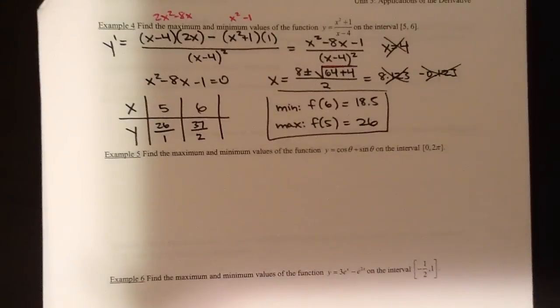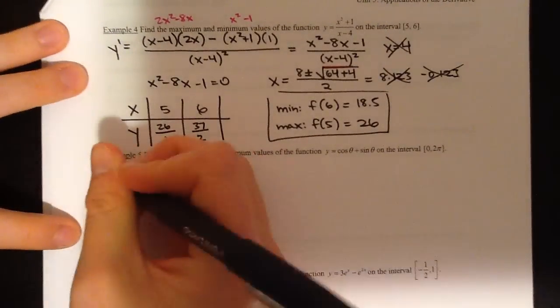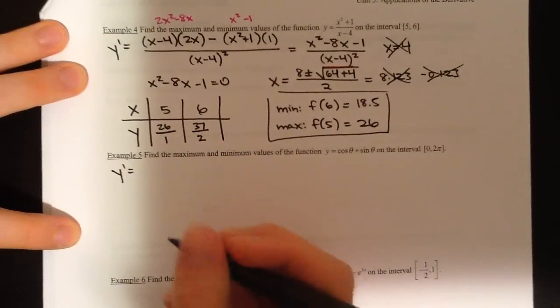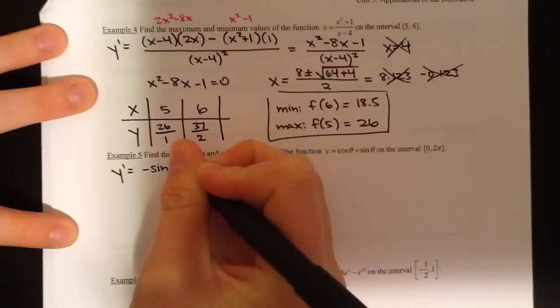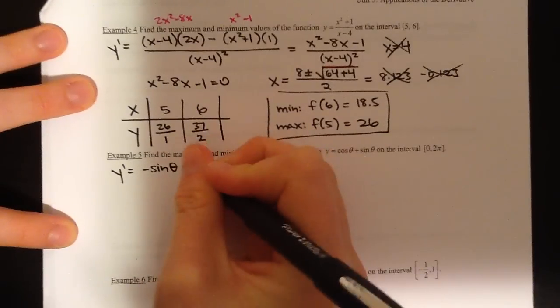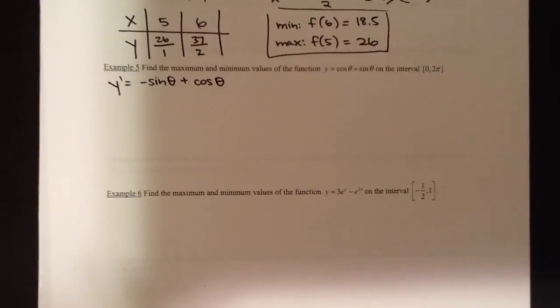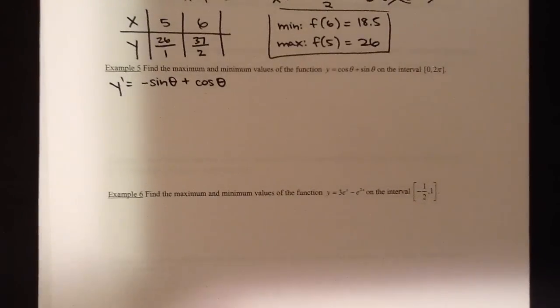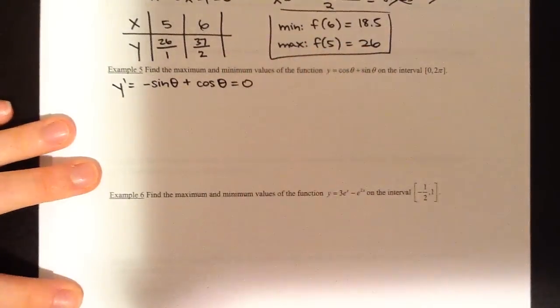Okay, let's look at another one here. Maximum and minimum values. Step one, find the critical points. So you find the critical points by taking the derivative. So the derivative of cosine is negative sine, and then plus the derivative of sine is cosine. So first we want to find out when that derivative is undefined. That's one way that I could have critical points. Sine and cosine are never undefined. They're completely continuous functions. So the next thing I do is I set that equal to 0.